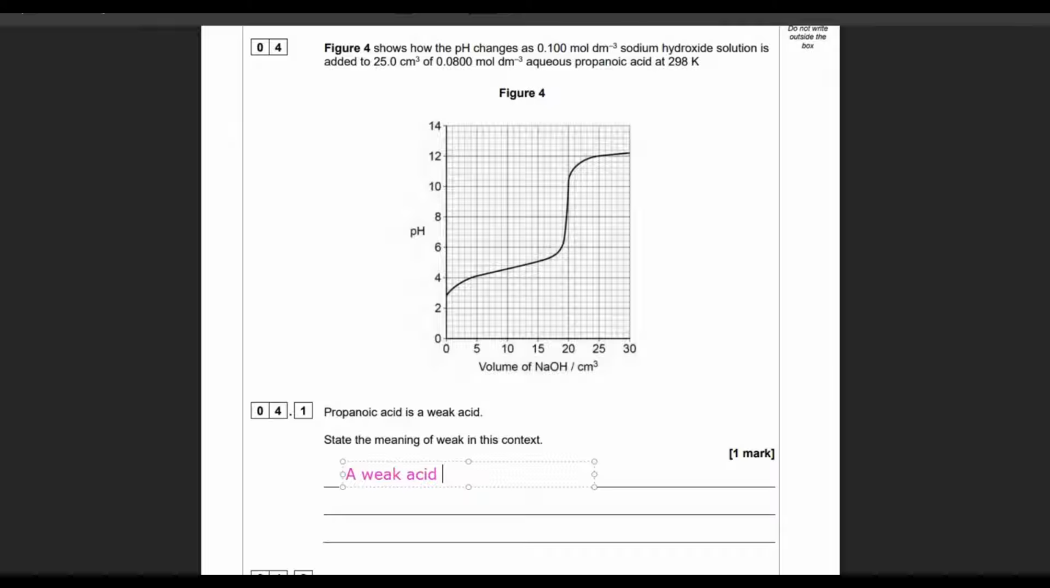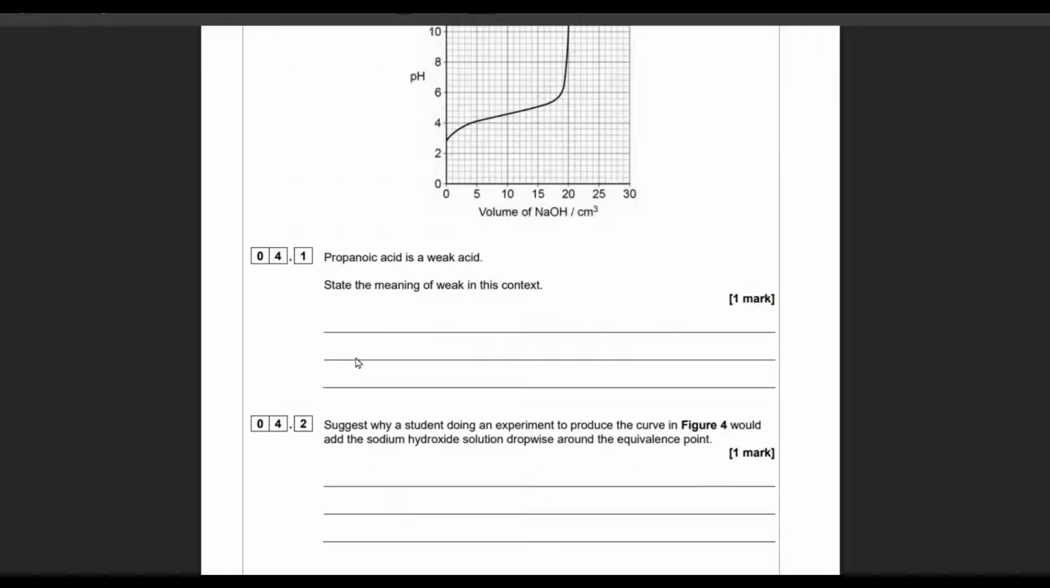So a weak acid is an acid that partially dissociates, you can say partially ionizes, when in aqueous solution, which is equivalent to saying when dissolved in water. So when it dissolves in water, it partially ionizes. So the propanoic acid becomes propanoate ions and hydrogen ions. You know the equation with the reversible symbol, folks. All right, let's move on to 4.2.